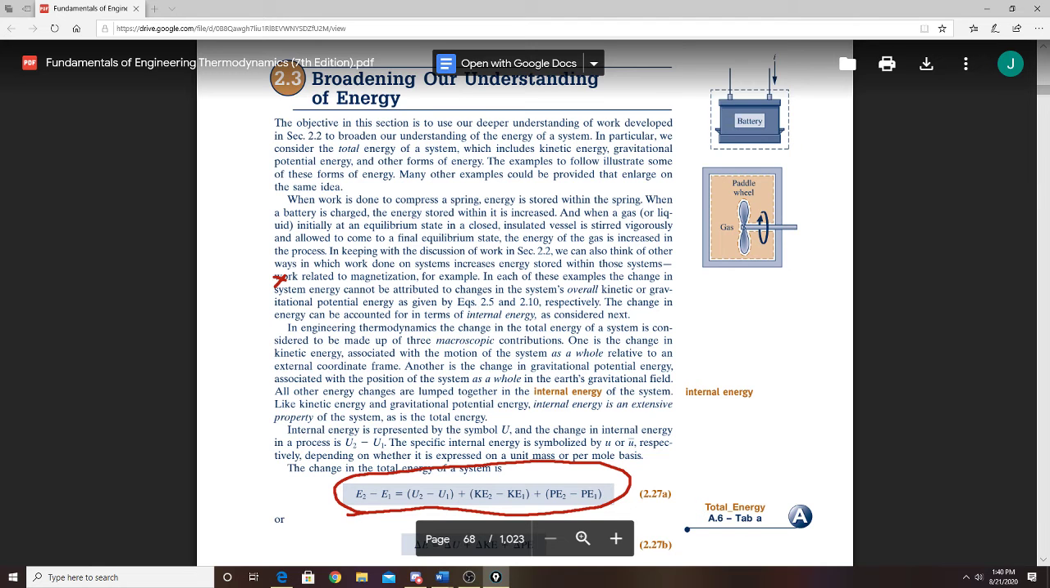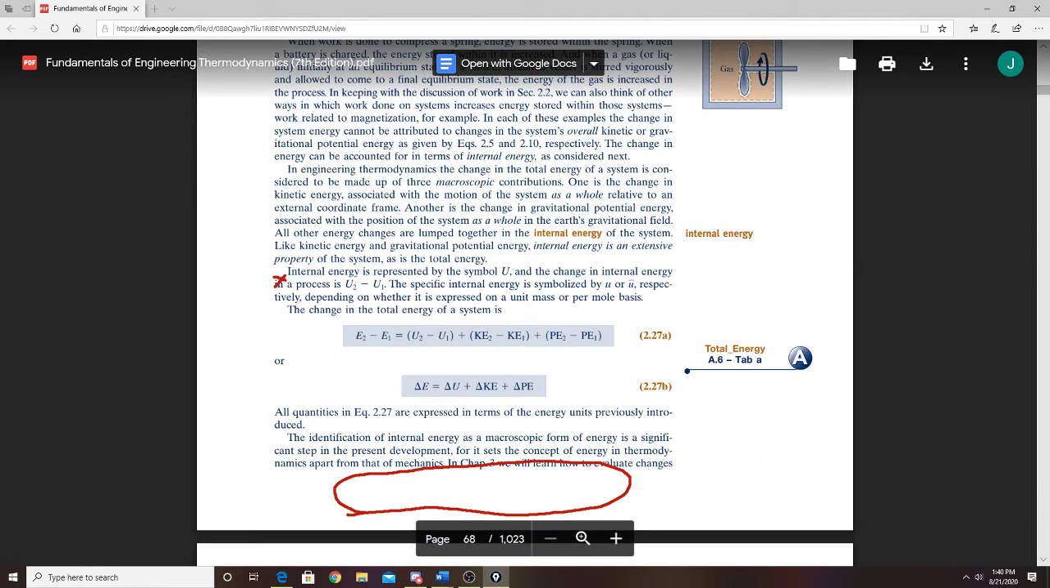Let me scroll down a little bit. So delta E. Oh yeah, it actually shows it right here. I guess it was because this was blocking it. So, E2 minus E1 is equal to U2 minus U1 plus kinetic energy 2 minus kinetic energy 1 plus potential energy 2 minus potential energy 1. So this right here is that first equation just summarized in deltas.